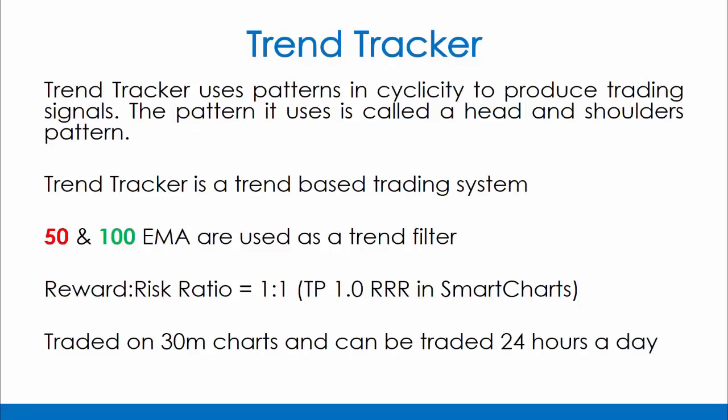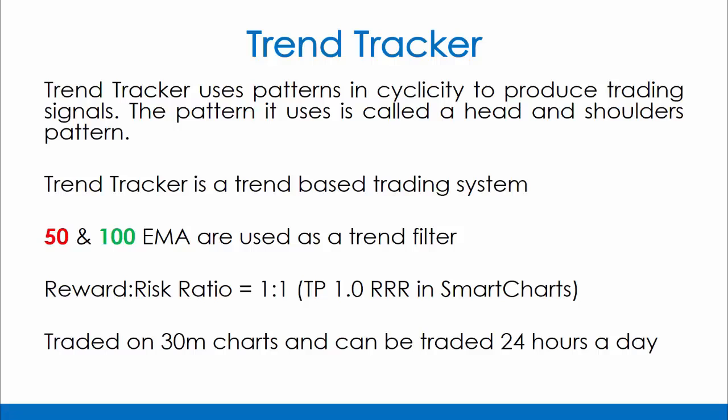With this Trend Tracker trading system, it uses patterns in cyclicity to produce trading signals, and this specific pattern is called a head and shoulders pattern, or an inverted or inverse head and shoulders pattern. Now, Trend Tracker is designed to trade trends. As a result, it has two moving averages on the screen. A 50 and a 100 EMA are used as a trend filter.